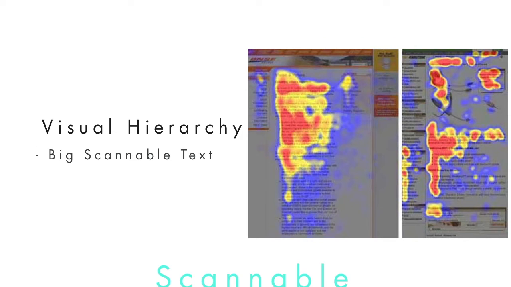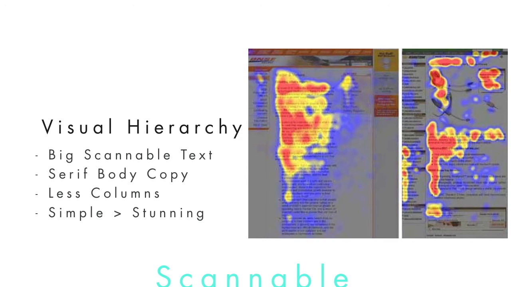And if we have a big readable chunk of text, we want to make sure that it's easy for people to read. So using big scannable text for headlines, and then making sure that we're using a serif body copy. Serifs just allow the eye to move most easily and freely from word to word and letter to letter. Also, use fewer columns. The more columns that are in an email, the more our eyes and our brains are wired to scan through and hop around. And understand that simple, elegant design is better than stunning, crazy design.